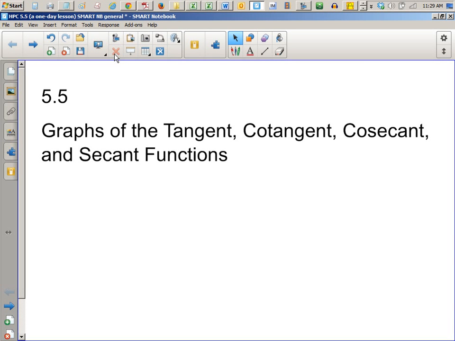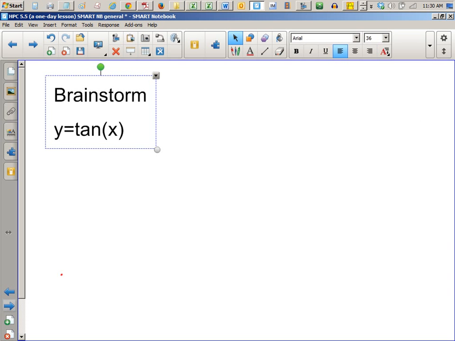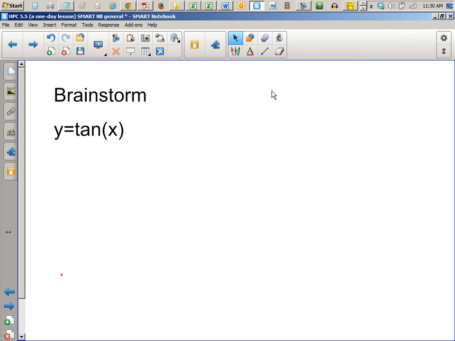Okay, graphs of tangent, cotangent, cosecant, and secant functions. Okay, I'd like to brainstorm everything we know about y equals tan x. So in other words, what do you know about tangent? I'll take anything. You guys can tell me anything you know about tangent. We've already done domain and range the other day.